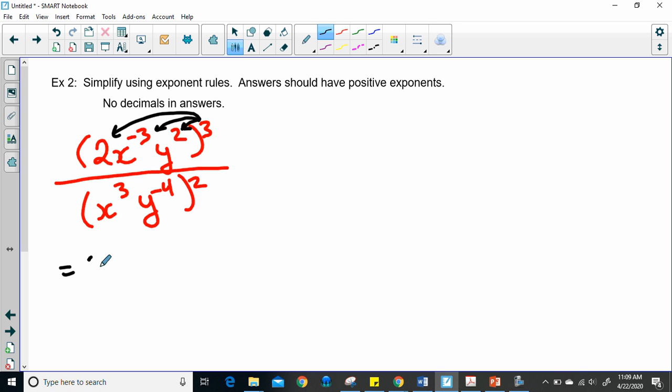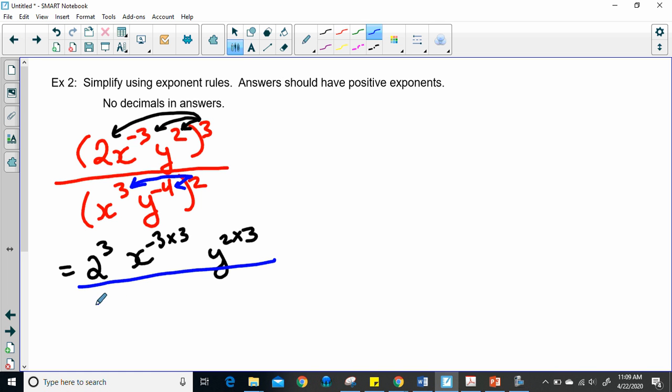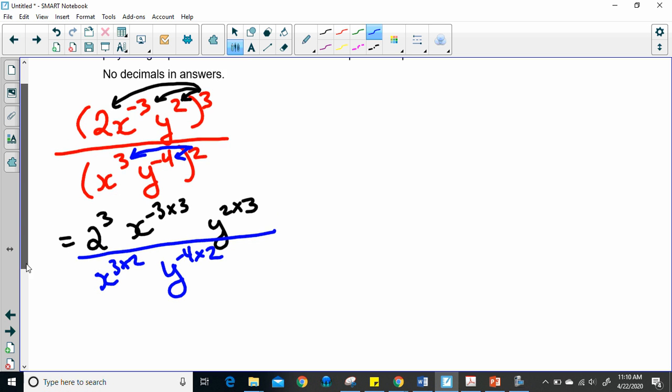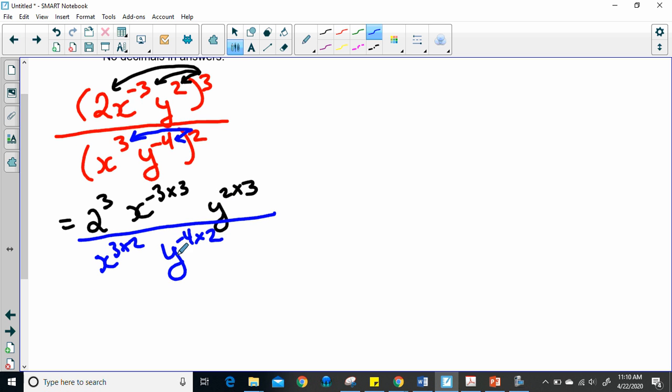So that's going to give me 2 to the exponent 3, x to the negative 3 times 3, y to the 2 times 3. Then let's look at the denominator. Same thing: the exponent on the outside is going to come in, and it's going to hit both of the things on the inside. So that gives me over x to the 3 times 2, y to the negative 4 times 2. Okay, let's simplify that one up a little bit. So what do we get?